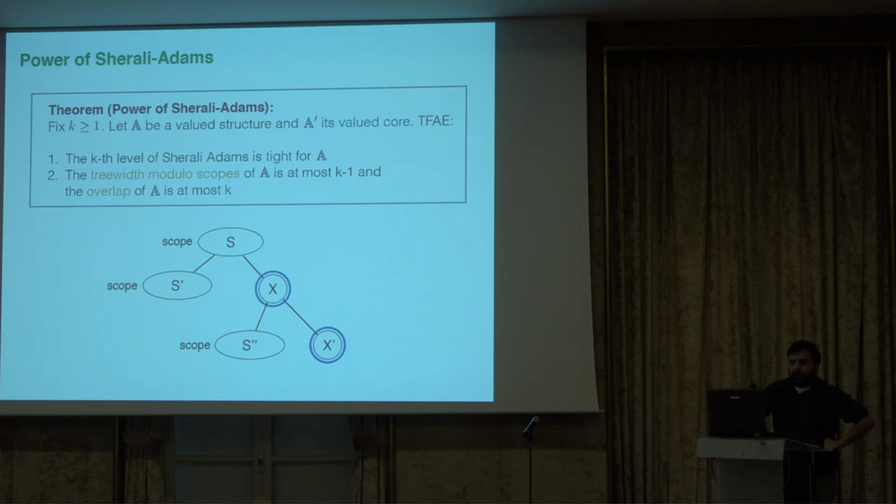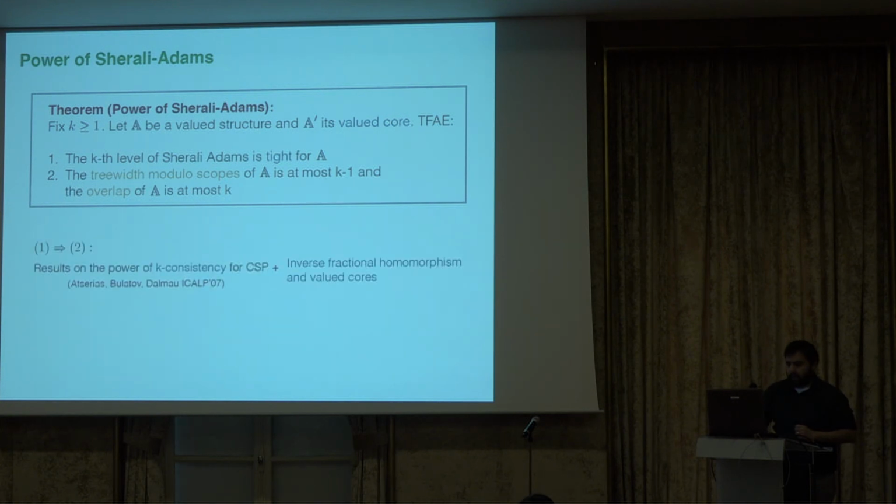And also to show tightness, we need that the intersection of every pair of scopes is at most K. And this is the second condition, that the overlap of A is at most K, right? And for the necessity part, we combine some results on the power of K consistency for CSP with our tools of valued constraint and fractional homomorphism, okay?